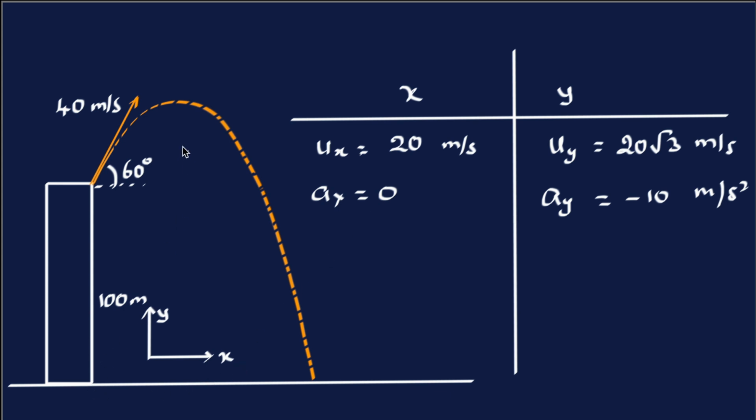Now in this problem, I am not interested in how high it goes or the time it takes to reach the highest point. Straight away I am interested in how long it takes to land on the ground. So now here is the interesting thing. While it's going up, its acceleration is minus 10. At the highest point, the acceleration is minus 10. While it's coming down, the acceleration is minus 10.